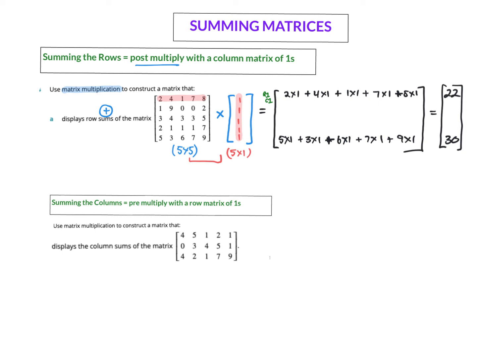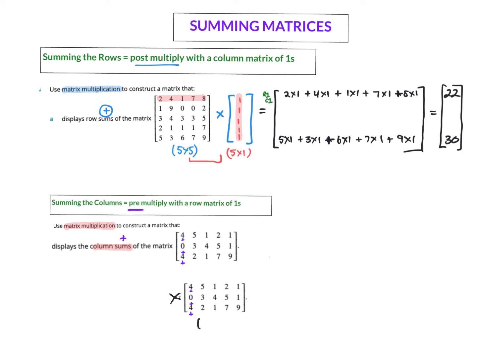If you're asked to do a matrix multiplication, so once again we're asked for a matrix multiplication that displays the column sums. So that means we're adding up all the numbers in the columns. What it says to do is you have to pre-multiply. So here, that means you've got to multiply before, and it says with a row matrix of 1s. So I'm just going to copy this matrix out again. So we're going to multiply something in front of this.